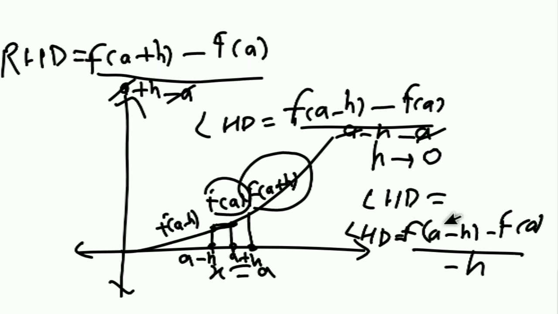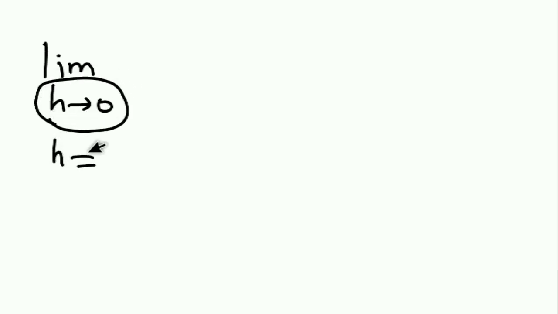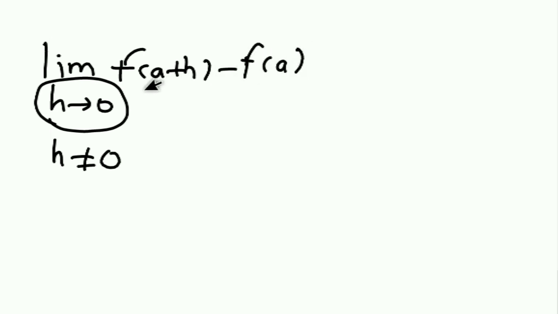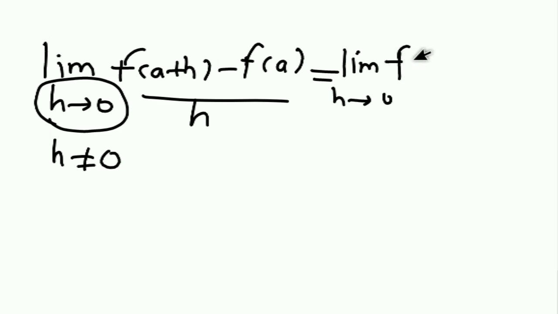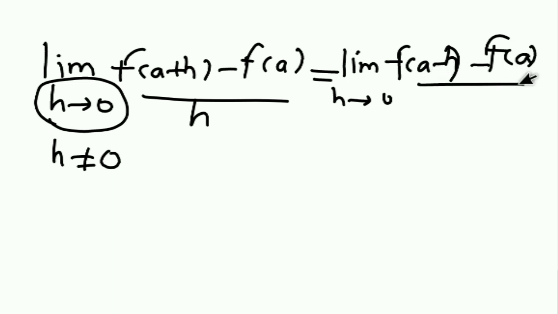So this will be in terms of limit. What do you mean by limits? We will put limit h tending towards 0, means h is a value that is very close to 0 but it is not equal to 0. Okay. So your right hand derivative, that is function of a plus h minus function of a divided by h, should be equal to the limit of h tending towards 0 of function of a minus h minus function of a divided by minus h.